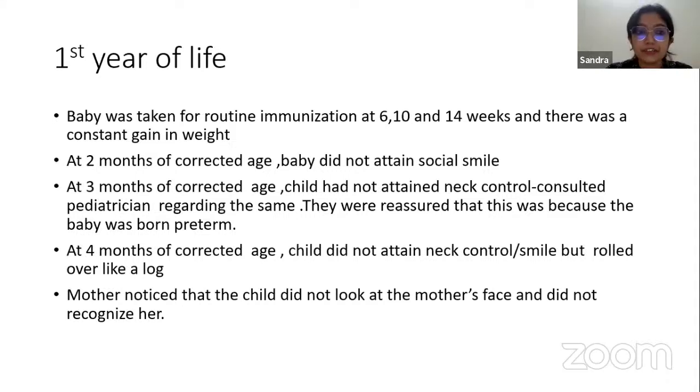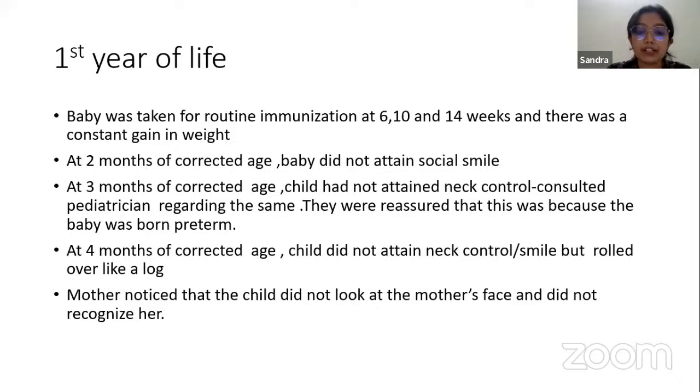In the first year of life, the baby was taken for routine immunization at 6, 10, and 14 weeks, and there was a constant gain in weight. At 2 months of corrected age, the baby did not attain social smile. At 3 months of corrected age, the child had not attained neck control. They consulted a pediatrician regarding the same and were reassured that this was because the baby was born preterm.